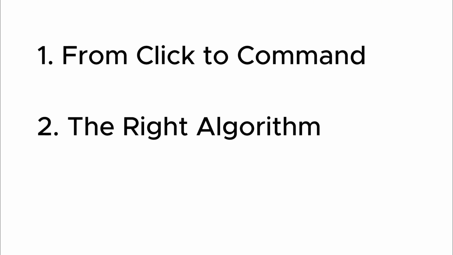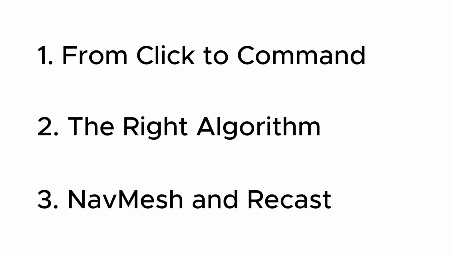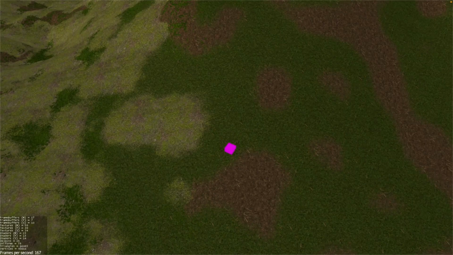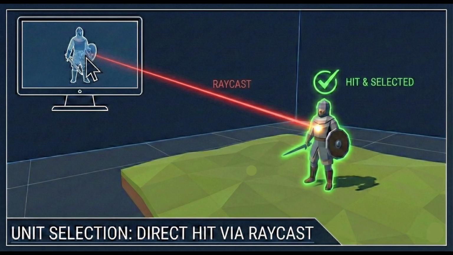But let's start at the beginning. We go from the click to the command, we check the right algorithm, and then we discuss NavMesh and raycast. First things first, we need to translate the player's intent from the flat 2D screen into a deep 3D world.